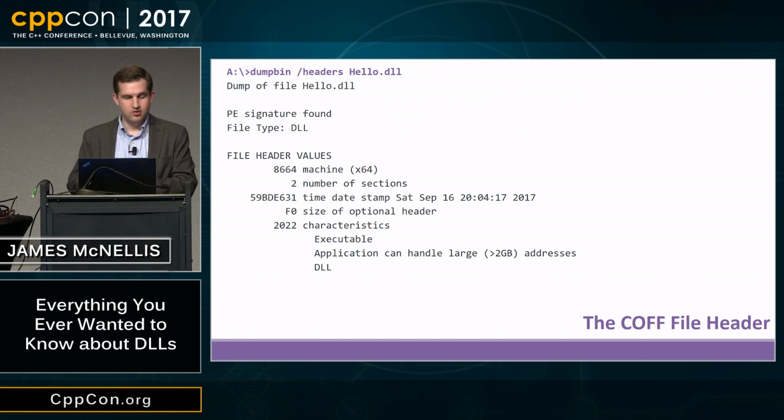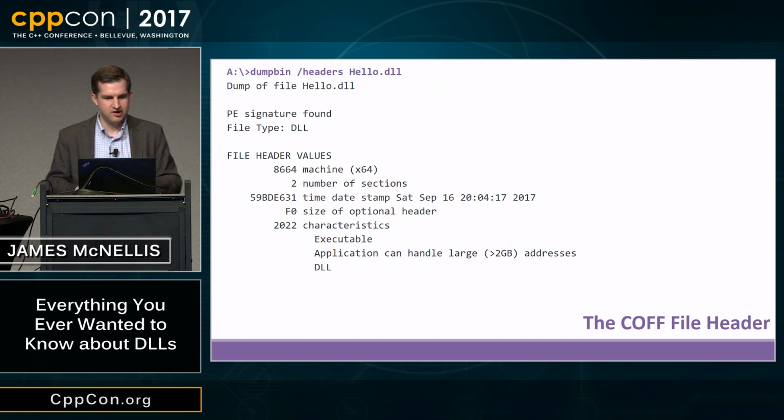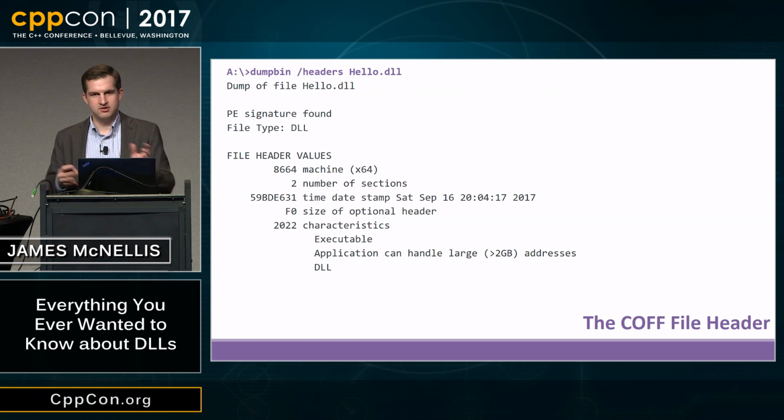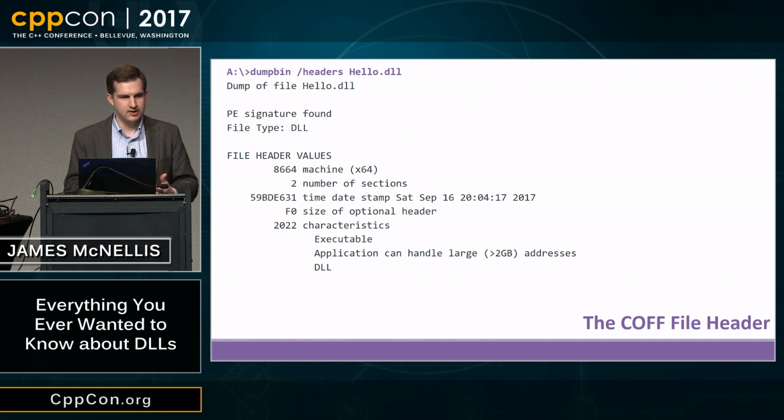So we can see here it tells you what machine this is made for. So this is the kind of process the DLL has to be loaded into. It tells you that this DLL file has 2 sections in it, which we're going to need later when we go to look for the section headers. It tells you the time and date stamp that this DLL was built.